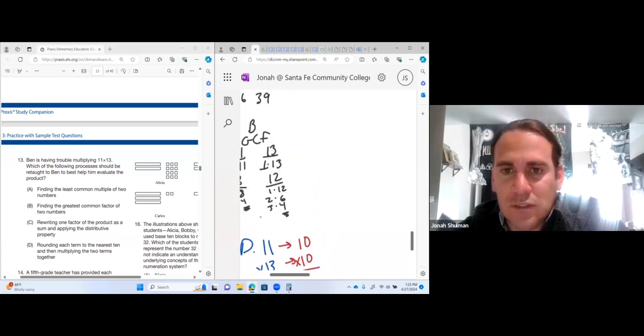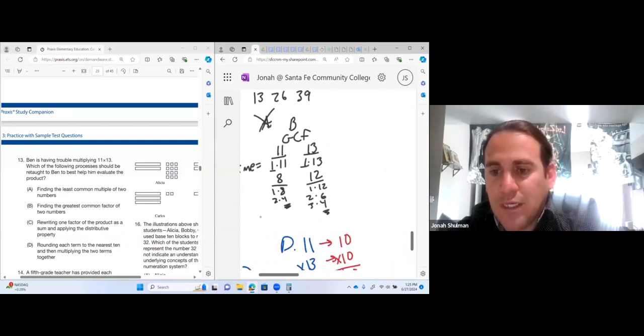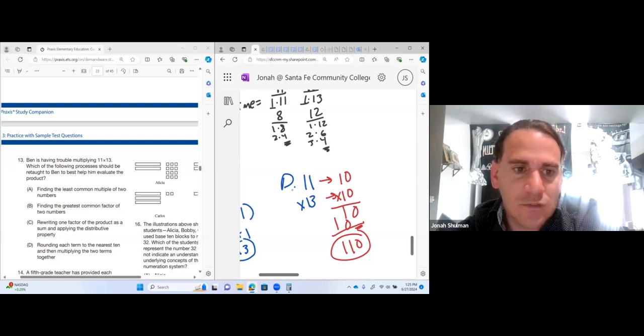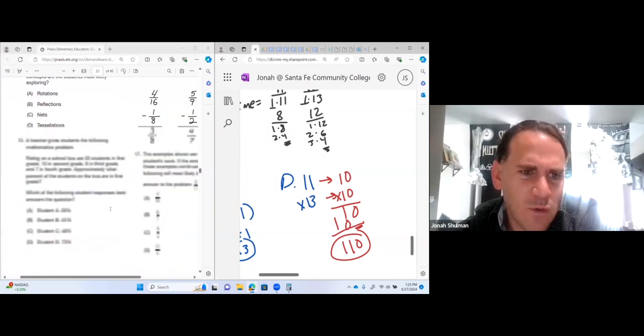What's the closest answer to this? We had 143. So we rounded, and we got 110, which is close to 143. If we showed the kid how to do this, I think they'll be able to do it. So it's about making it easier for the student. So I'm going with 13 is D.